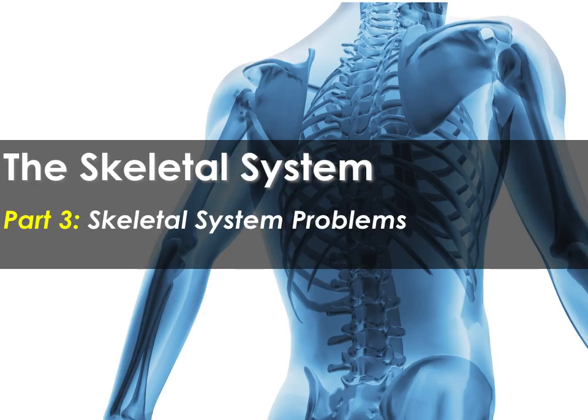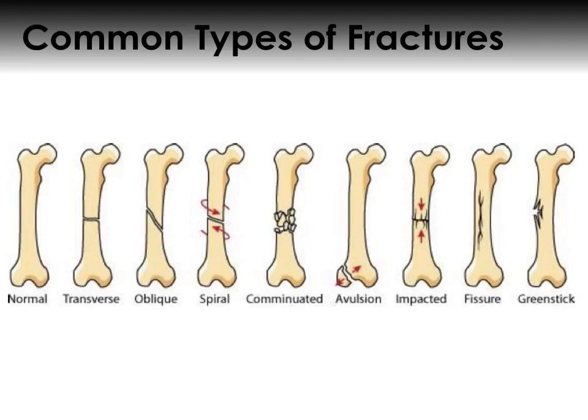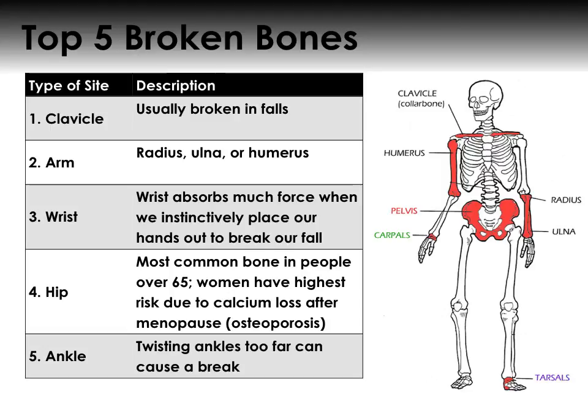The final section was a quick overview of some problems associated with the skeletal system. One is fractures. There are a lot of different types of fractures, and they are named for how the bone breaks. The top 5 broken bones are clavicle, which is usually broken in falls, arm, including the radius, ulna, or humerus. Wrist bones, this is because the wrist absorbs so much force when we instinctively put our hands out to break a fall. Hip bone, most common bone in people over 65 to break.